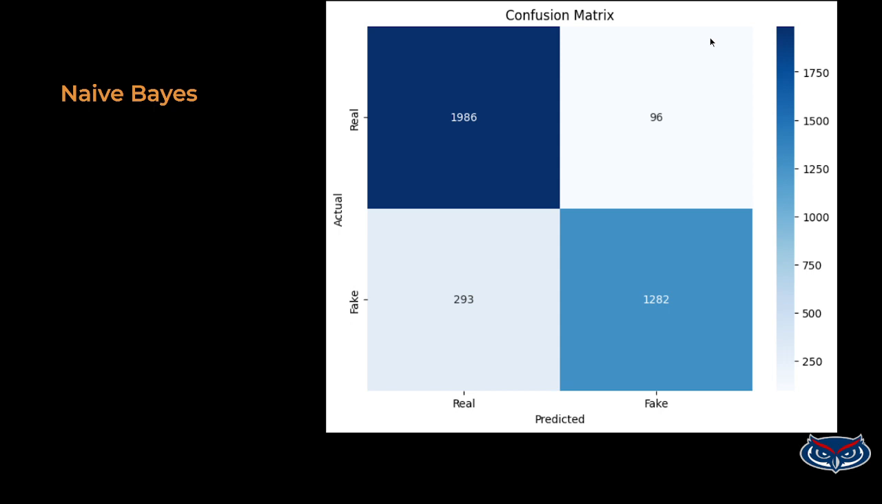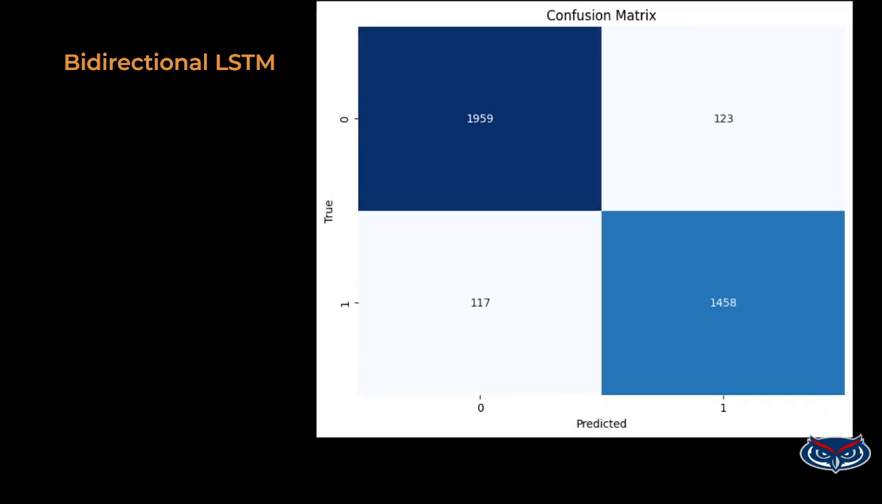As you can see here, using naive Bayes, we predicted on our test cases and found that there were 96 false positives and 293 false negatives. As for the false positives, we were good on those, but false negatives were too many, so we tried implementing one more model, which was our bidirectional LSTM. As you can see here, both our false positives and false negatives are around the same number. So this looks a little better than our previous model.